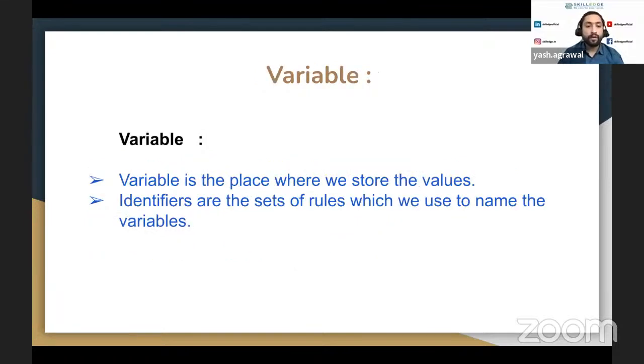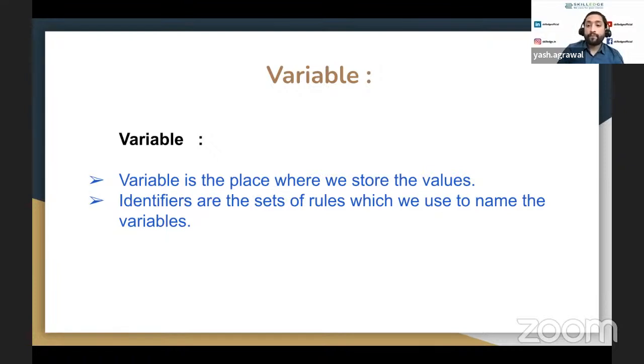Okay, now moving towards your variable. So what are variables? Variables are nothing but a place where we store the values. Okay, so how does this variable work? So identifiers are the sets of rules which we use to name the variables, right? So identifiers are not just for your variable names, they can be used for function names, for your different types of class names, they can be defined to object names, they can be given to multiple sets of names, right?